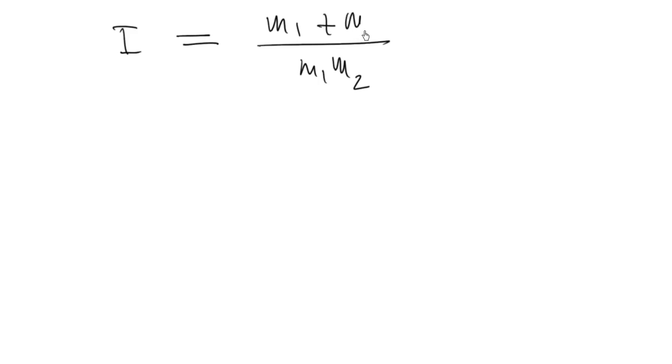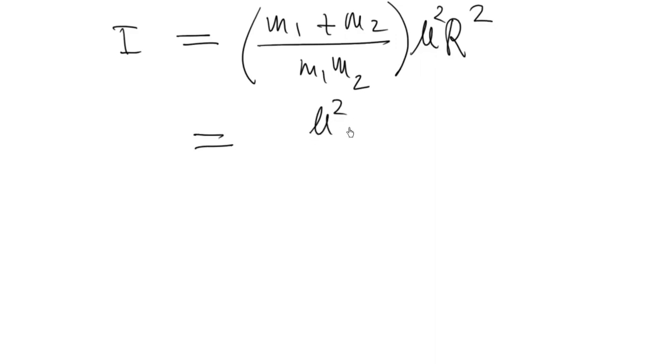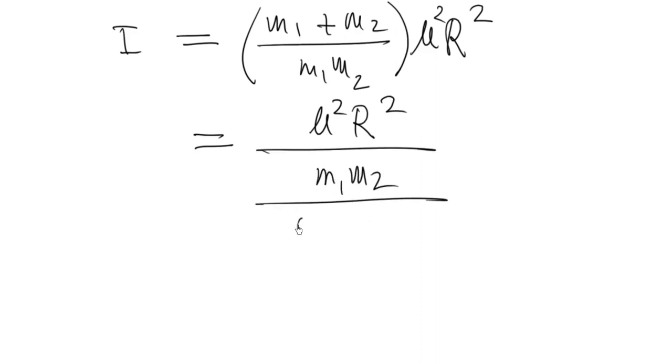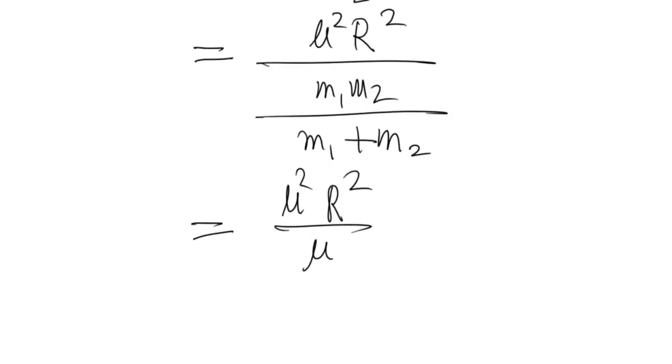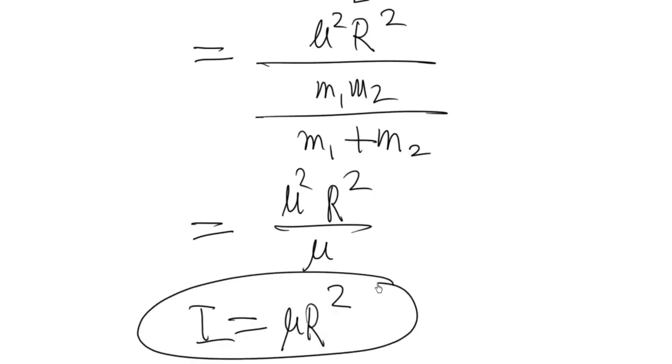Okay, so then I is m1 m2 by m1 plus m2, times R square. This one can be written as mu R square, where mu is m1 m2 divided by m1 plus m2. So mu R square is the moment of inertia of the system.